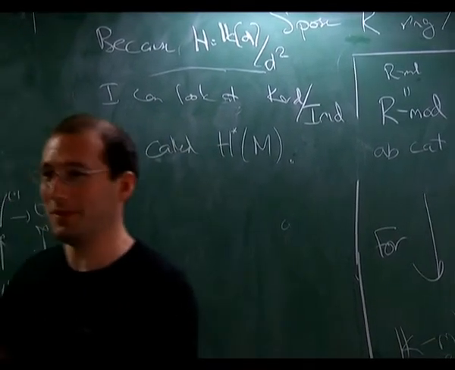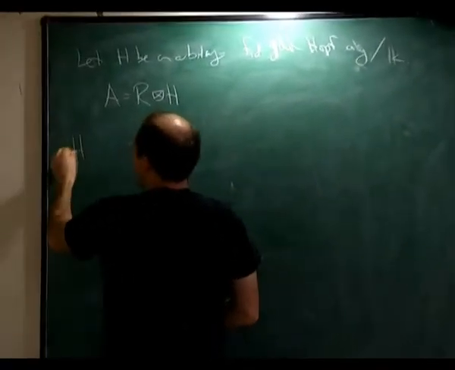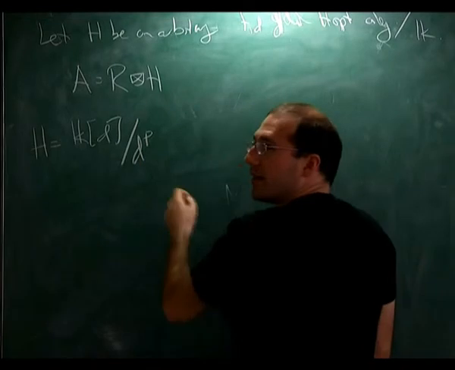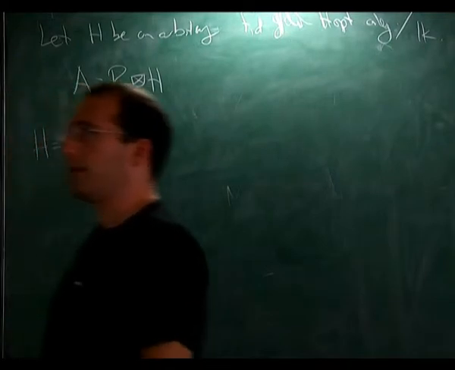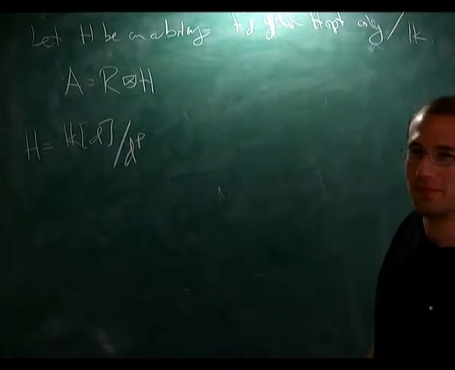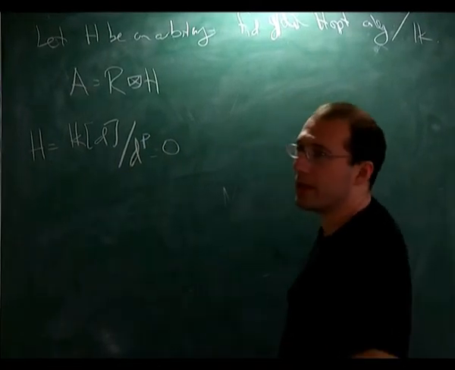Let me give you an example, because otherwise you won't see what's interesting about this. So let H be KD mod D to the P. R is always a commutative algebra. It's not relevant. So let H be KD mod D to the P equals 0.